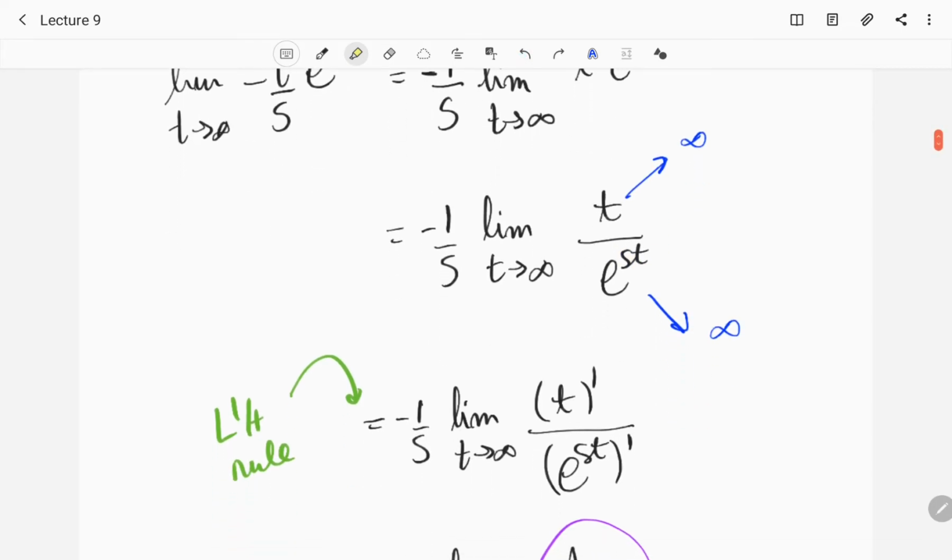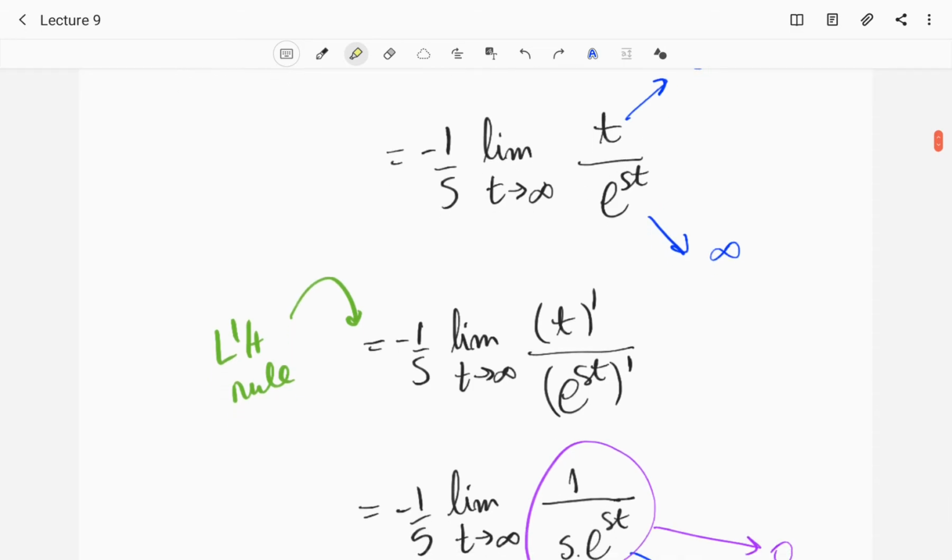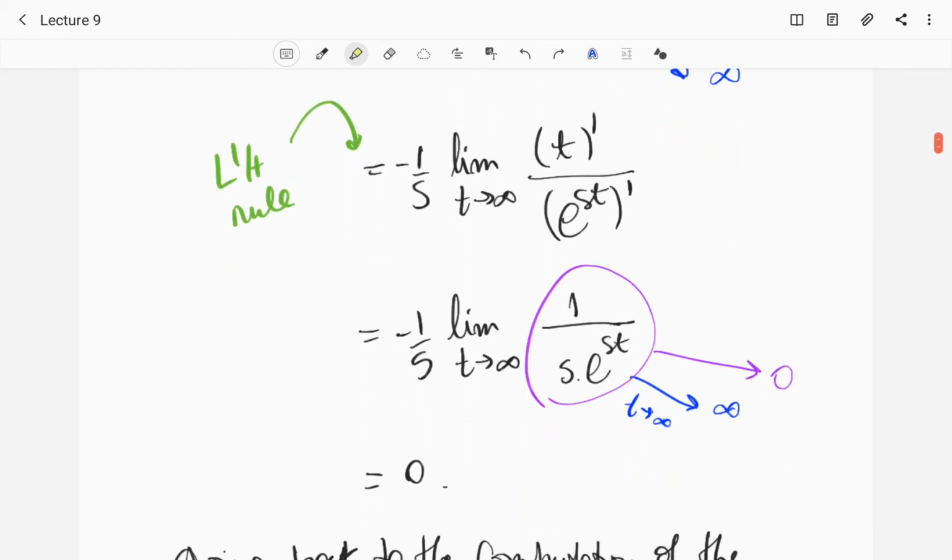Now we have this indetermination, and we can use L'Hopital's rule, which means you can differentiate up and down, and see if you can compute this new limit with these two new functions. And now we have something simpler, because here we have a 1, and here we have this expression s times the exponential to the power s times t. And now we can compute the whole limit, because this piece goes to infinity, and then the whole function goes to 0, okay?